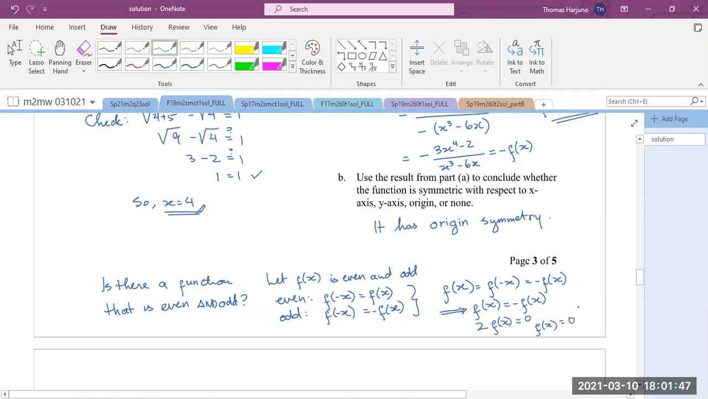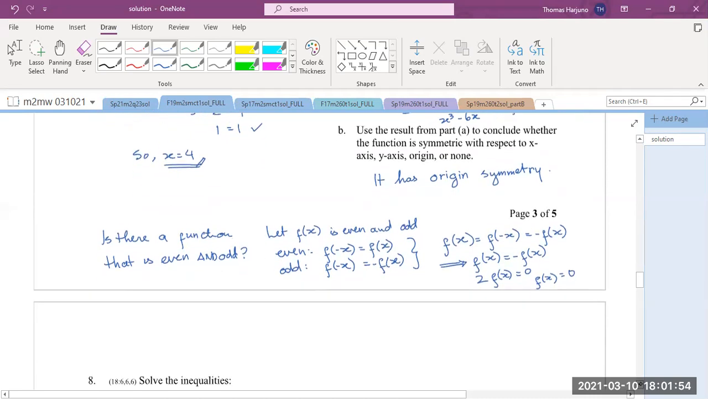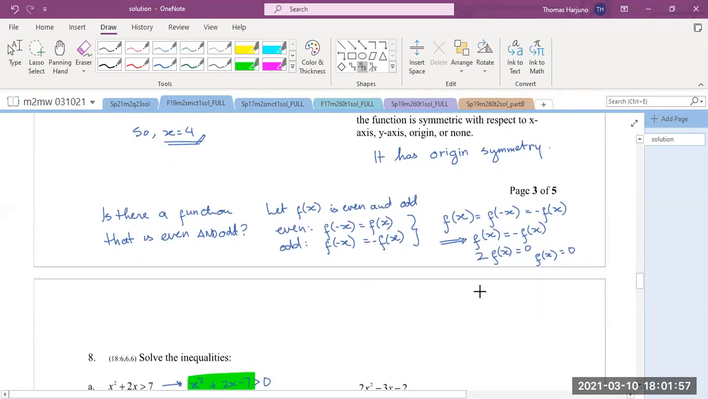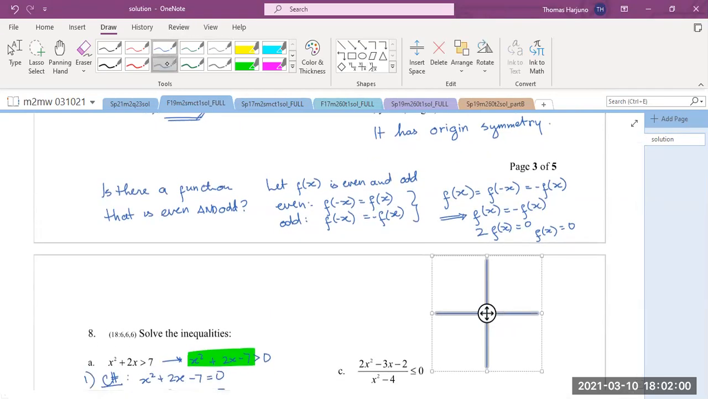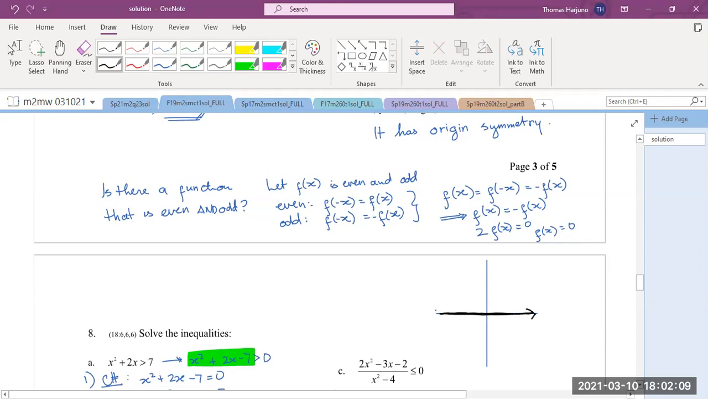So is there any function that is even and odd at the same time? Yes, the constant function y equals 0. That's basically the x-axis. Notice that this x-axis is symmetric with respect to the y-axis. You can fold it in the middle and they still match. On the other hand, it also has origin symmetry: if you rotate 180 degrees, it will still match the original graph.